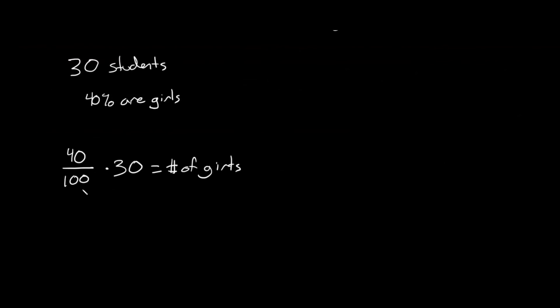And then 40 over 100 is the same thing as 4 over 10. And if you're dividing something by 10, that's going to move its decimal place to the left. So this is going to be the same thing as 0.4. So we multiply 30 by 0.4, and that's 0, and then that's 12. There's one number to the right of the decimal place, so that means the number of girls will be 12. So there are 12 girls in this classroom.